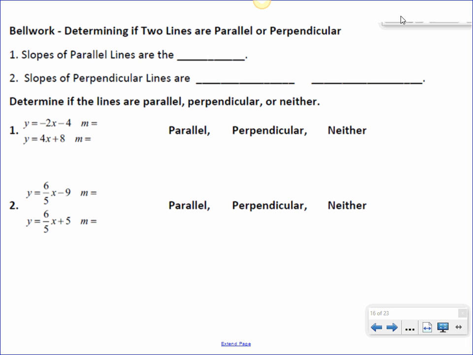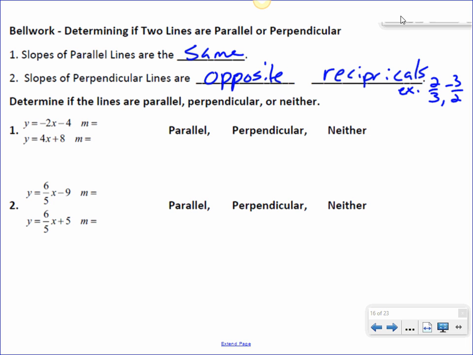Okay, so this first one here, first thing, slopes of parallel lines. Hopefully we remember we would have been filling in the word same here. Slopes of parallel lines are the same. Next one, slopes of perpendicular lines. We had two words, opposite, which means opposite signs, so like one positive, one negative, and then reciprocals. And reciprocals refer to fractions that are flipped over. So if we were to give examples here, like 2/3 and a -3/2, or a -2 and a positive 1/2, those would all be examples of opposite reciprocals.